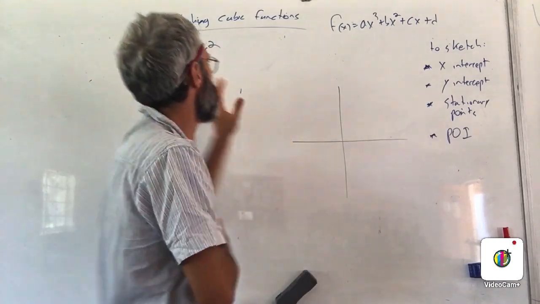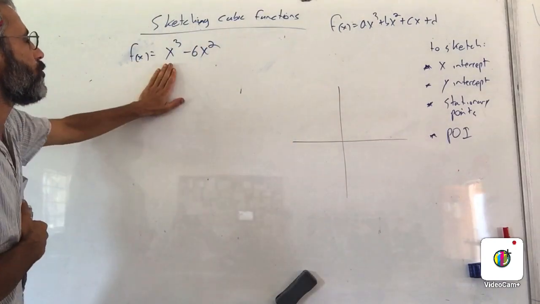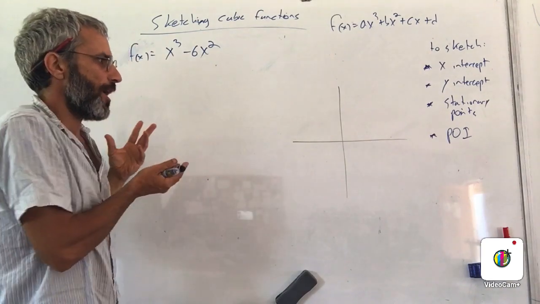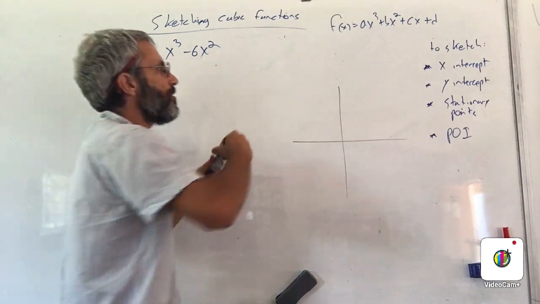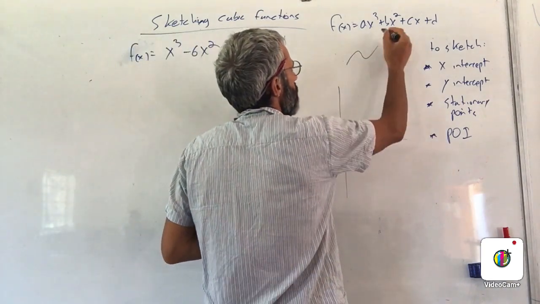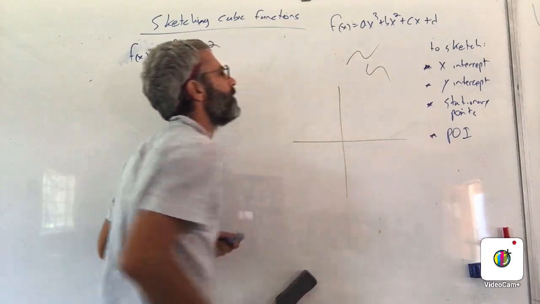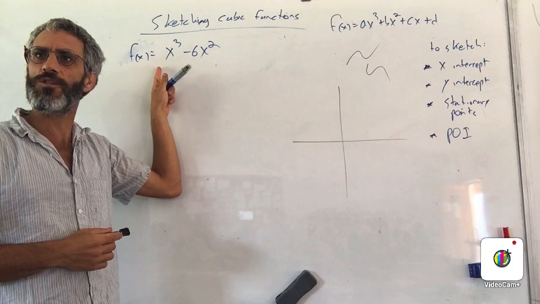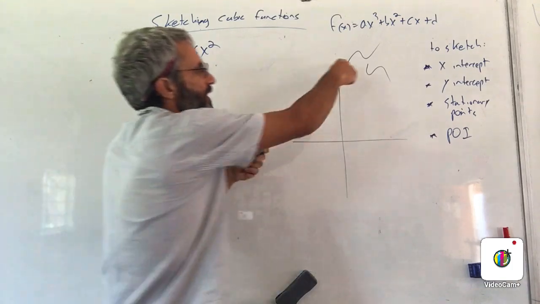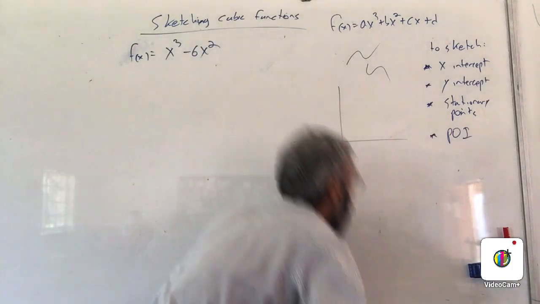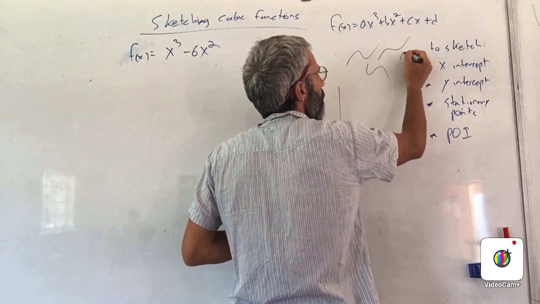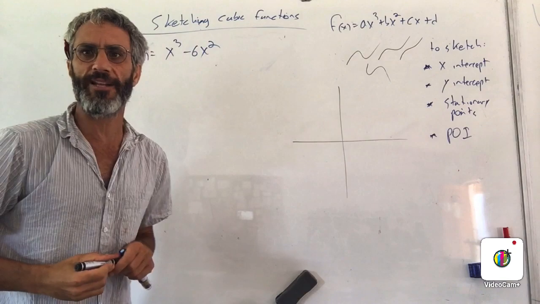So guys, here's our first function: x cubed minus 6x squared. Now, unfortunately, I couldn't keep the other shapes. Is it going to be a shape that goes up or goes down? It's going to go up because the A is positive. But we don't know if it's actually going to be like this, with 2 stationary points, or 1 stationary point, or 0 stationary points. So we're going to find out.